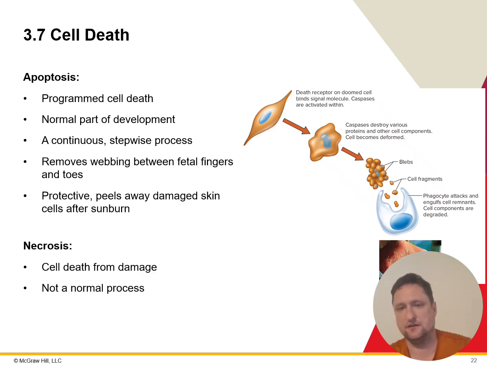Necrosis, in contrast, is unplanned cell death resulting from injury or disease. This leads to inflammation and tissue damage. Understanding apoptosis and necrosis allows us to really appreciate how the body maintains balance and how it responds to injury on a cellular level. So that's the chapter, guys.